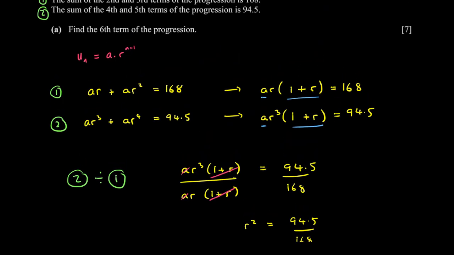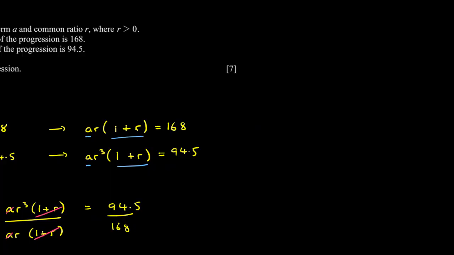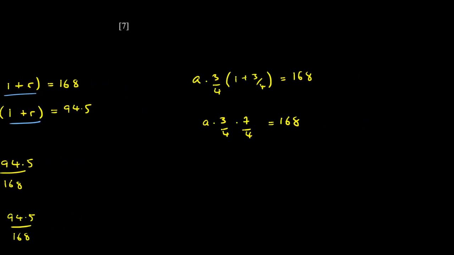And so what can I do? Well, I want to find out what the value of a is. So I'll substitute it into this first equation. So a times r, which is 3/4, times 1 plus r. So it's 1 plus 3/4 is equal to 168. So a times 3/4 times 7 upon 4 is equal to 168. And so a is equal to 168 times 4 times 4 divided by 3 divided by 7.